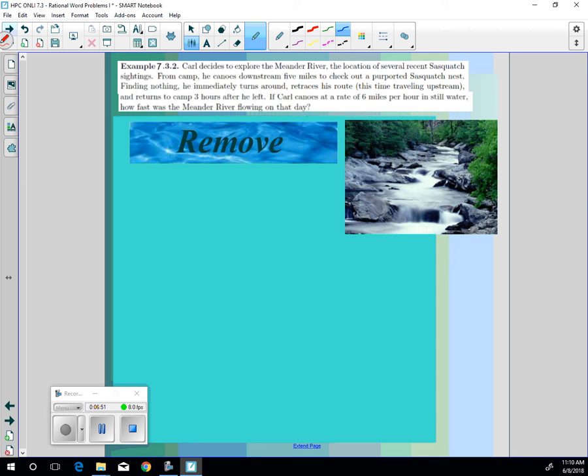Let's look at another one. Carl decides to explore the Meander River, location of several Sasquatch sightings. From camp, he canoes downstream 5 miles.